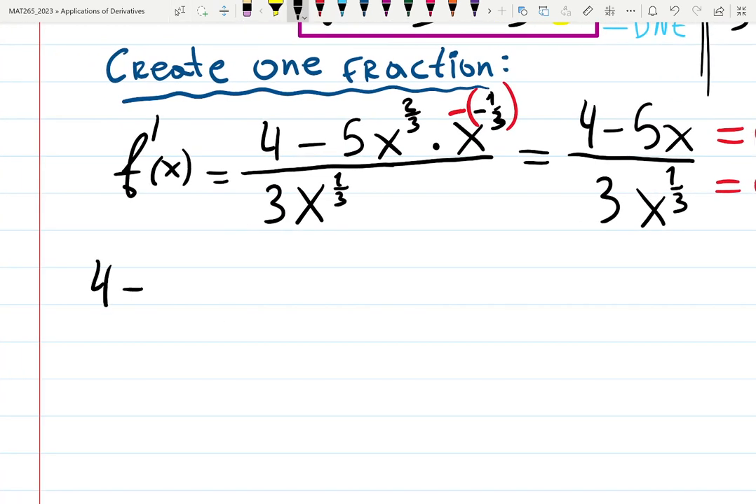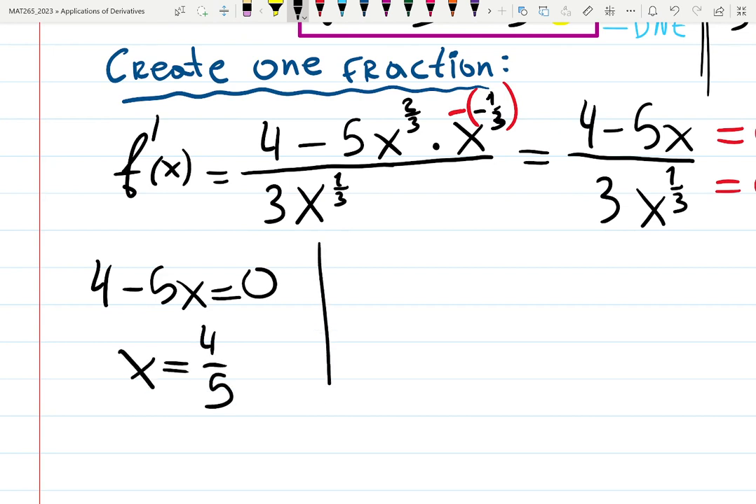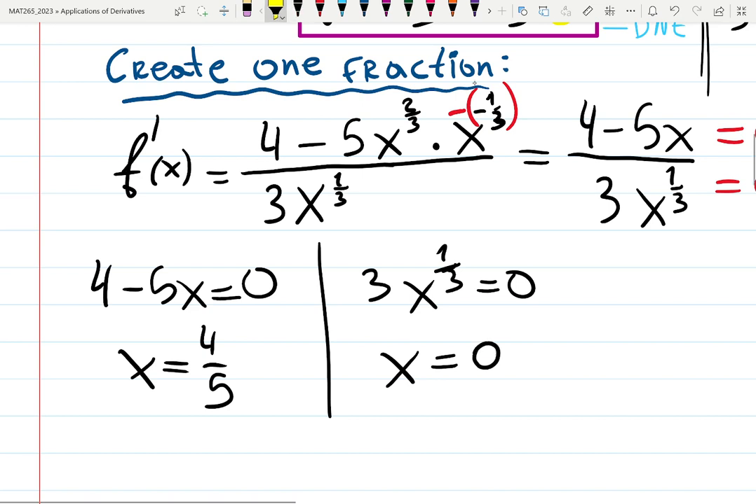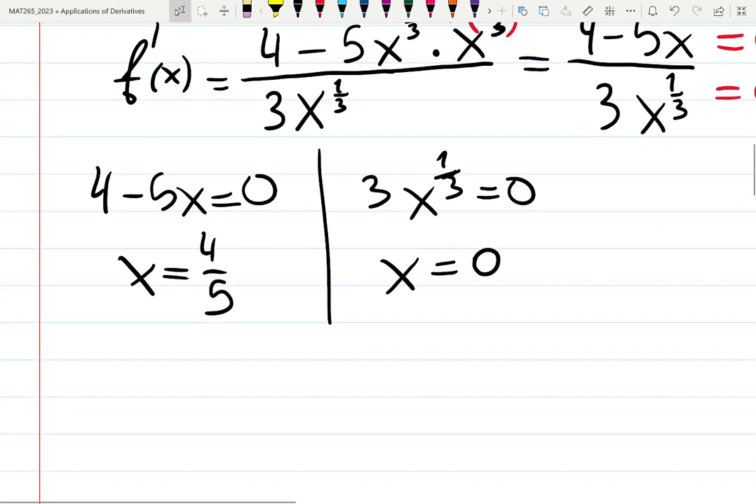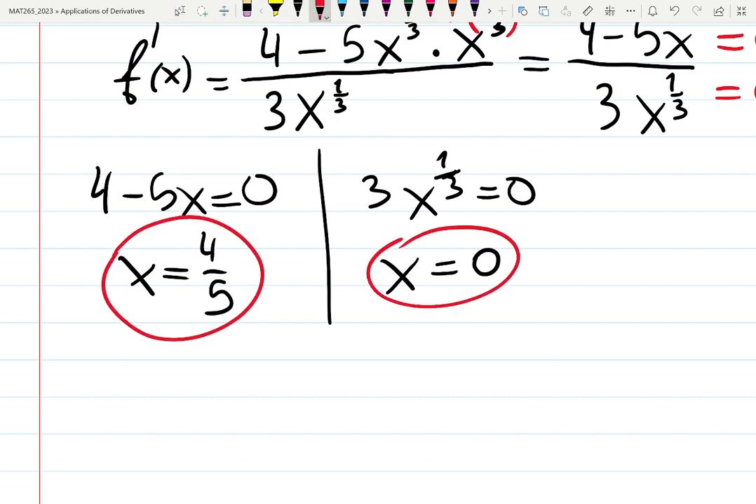So the top gives us a very specific, simple answer, 4/5. That's from the numerator. The bottom equal to 0 gives us also a very simple answer. Do you know what it is? 3 times x to the power gives you 0, which means x is 0. Exactly. I heard you saying that. Those are your possible critical points, or critical numbers, or critical values.